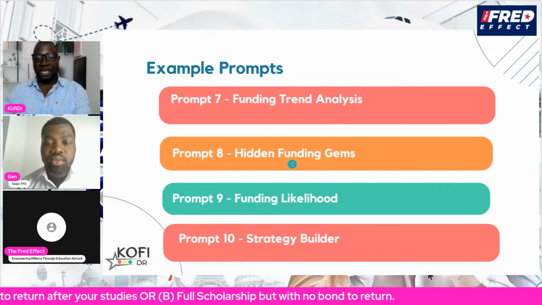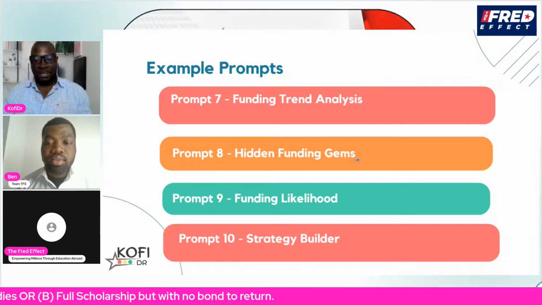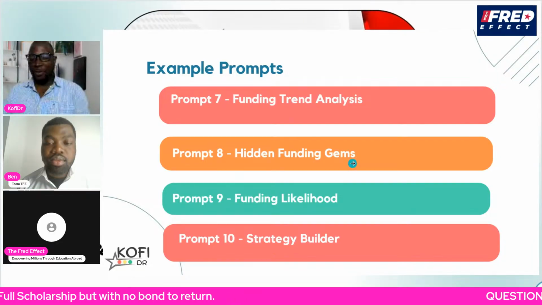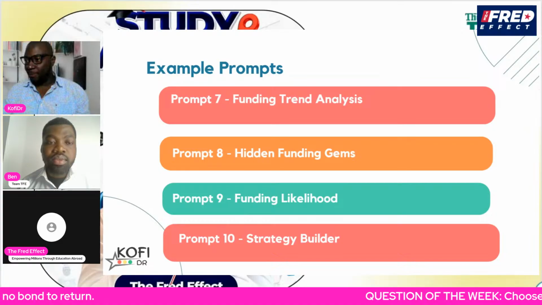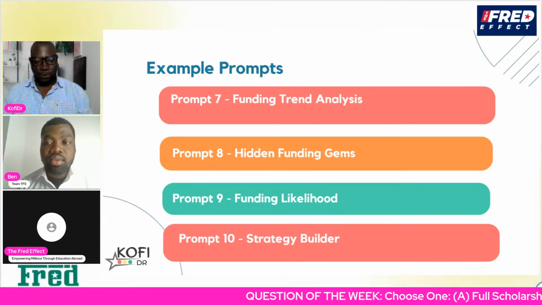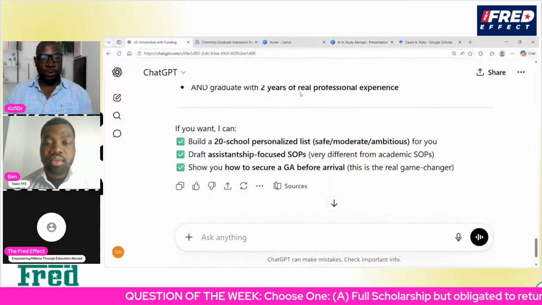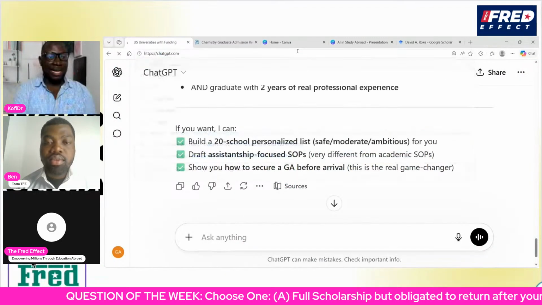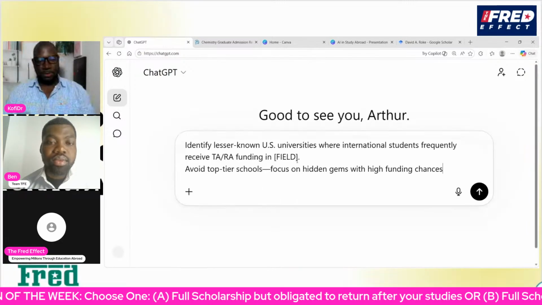So prompt 8 will be the hidden funding gems, programs that you might not typically hear of, but there is funding. There is a way you can prompt for that also. So let's say I want to prompt for the hidden gems. I like clearing the screen so that I'll get enough space.